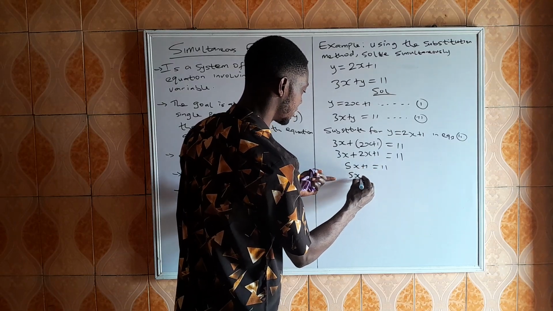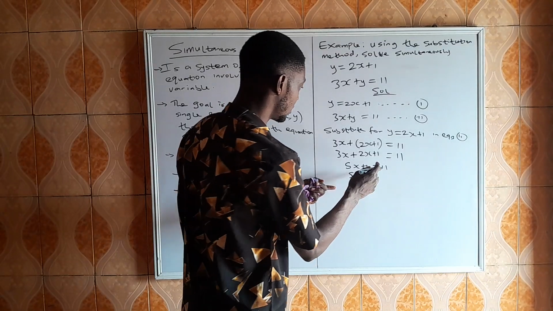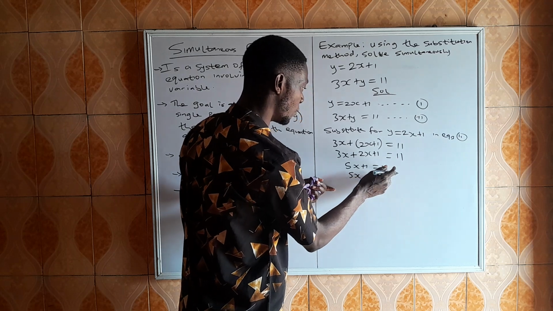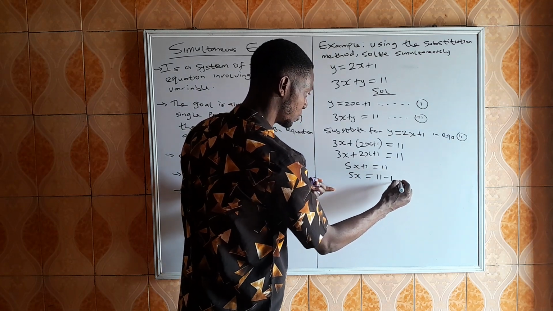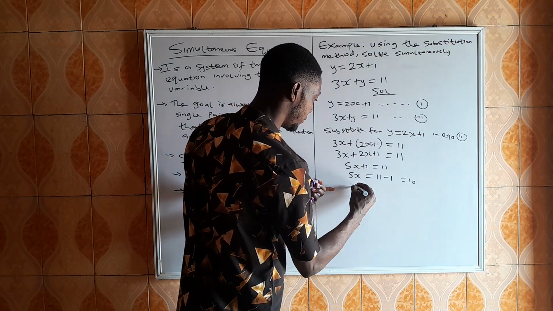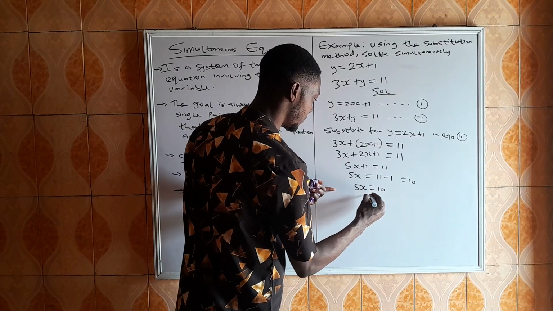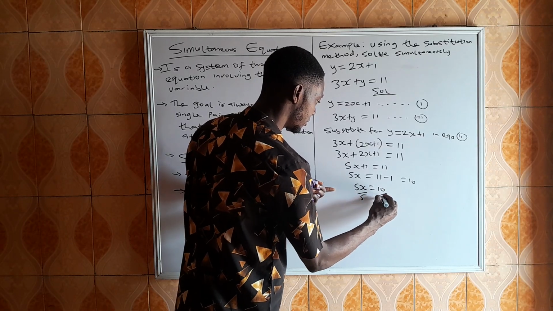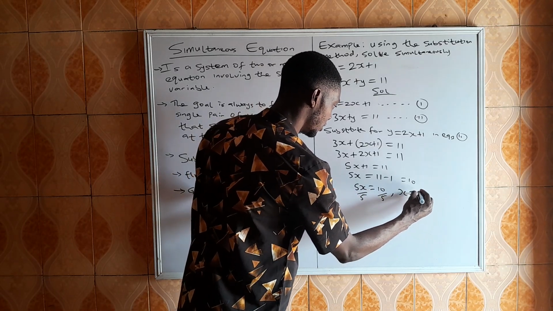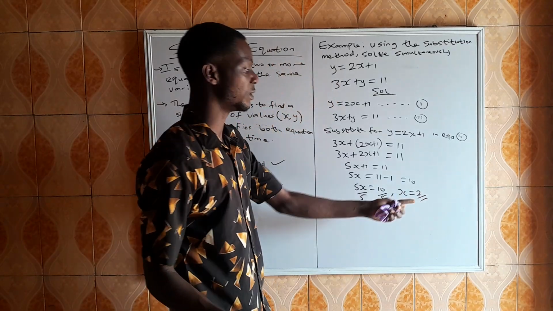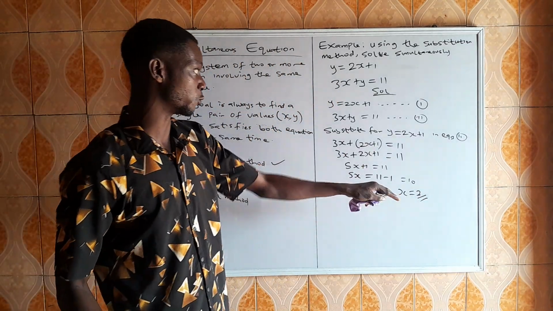So you have 5x. When you collect the like terms, 1 will go there, so it becomes 11 minus 1, and that will be 10. So you have 5x equals 10. When you divide both sides by 5, x will be equal to 2. That means the value of x is equal to 2.